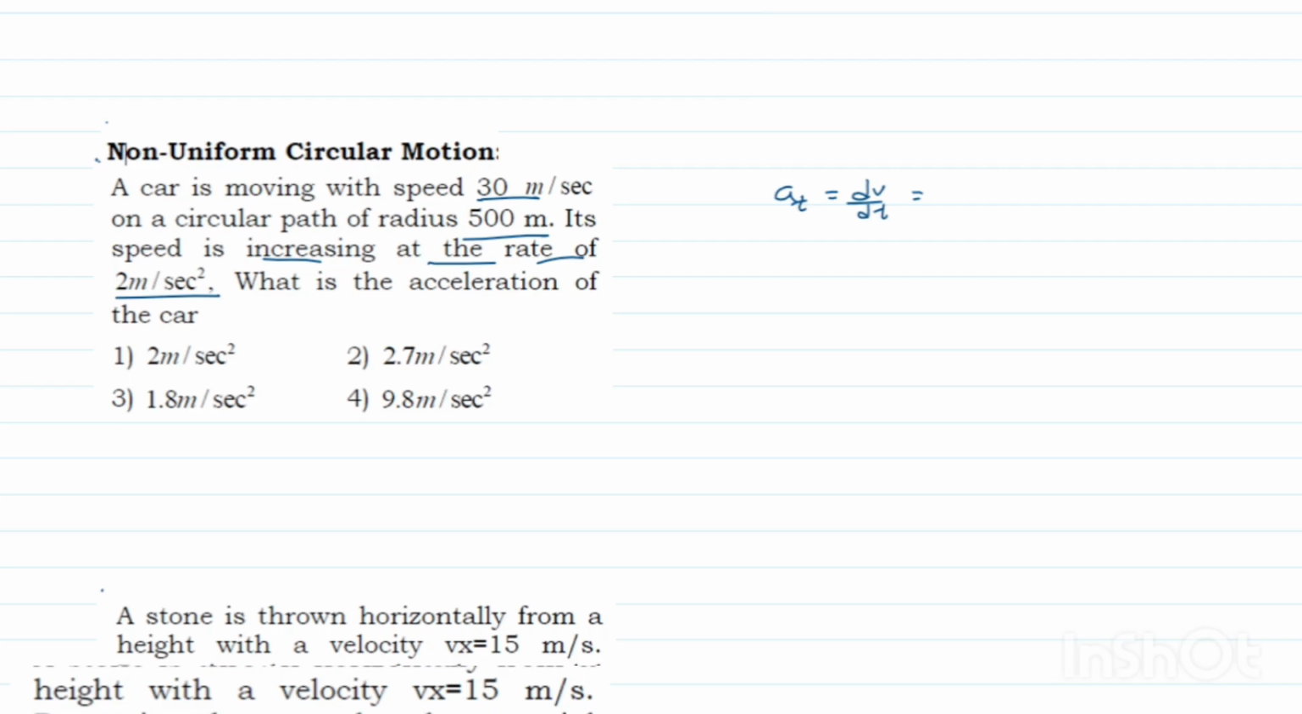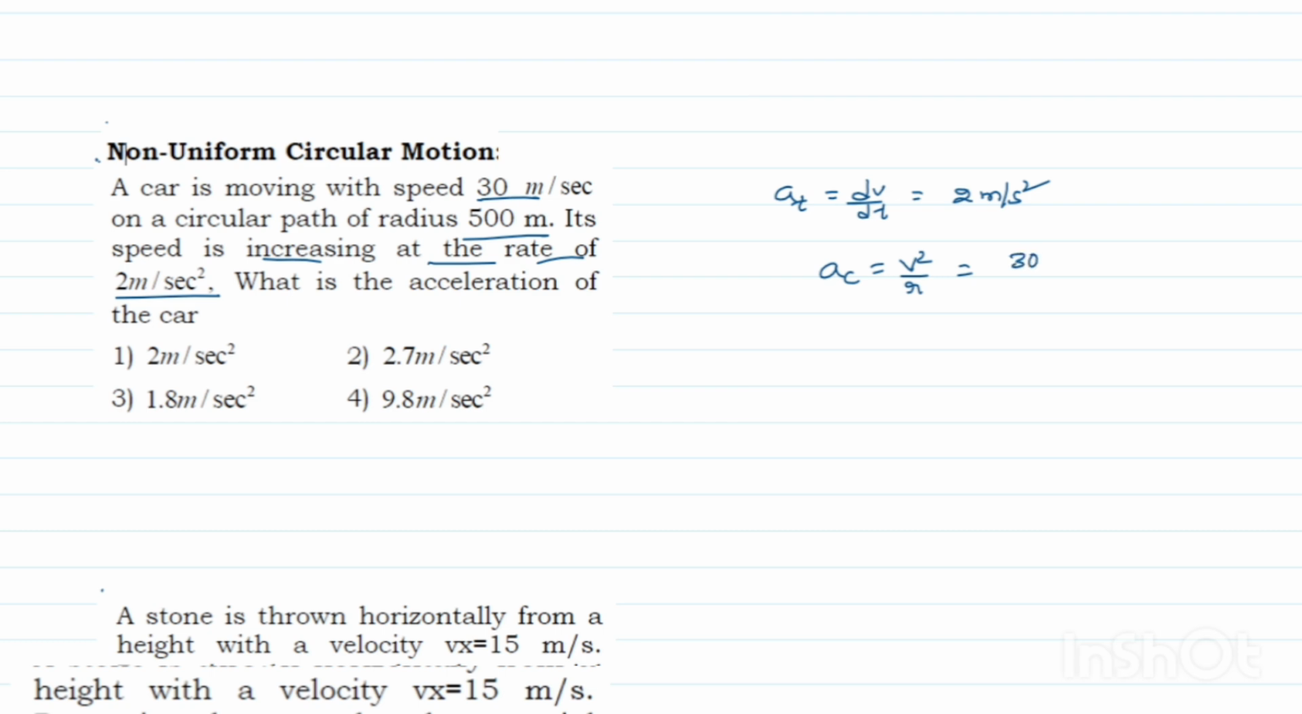The tangential acceleration value is given as 2 meter per second square. So whenever the question says "increasing at the rate", we must talk about the two kinds of acceleration. One is tangential acceleration and the second one is centripetal acceleration. Centripetal acceleration, you know the formula, v square by r.